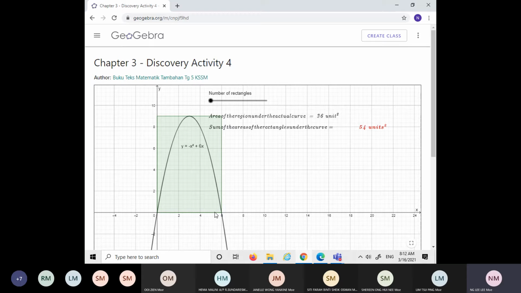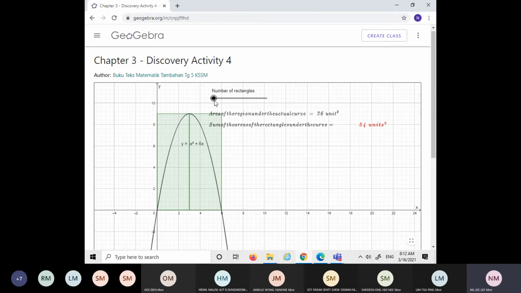Okay, so from here to here is the width of the rectangle. Here to here is 6 units, and the length of the rectangle is 9 units. So 6 by 9 is 54. This is for one rectangle. We want to compare this one rectangle with the area under the curve, which is 36. You see, confirm the area of the rectangle is more than 36 because of this area.